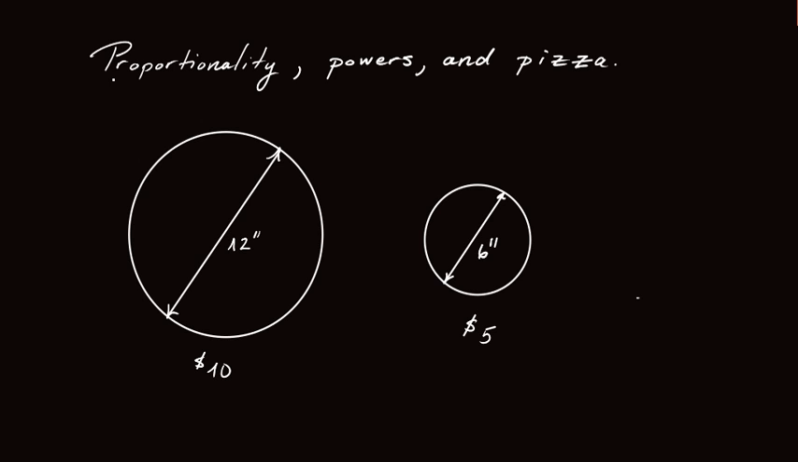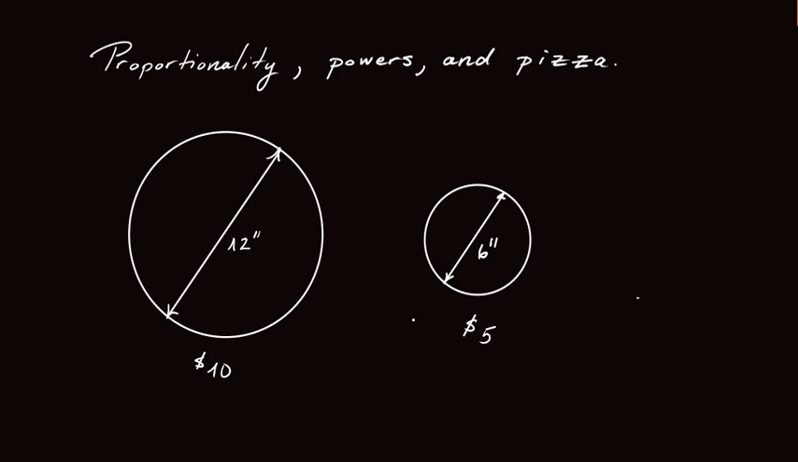Hi, in this video I want to talk about proportionality, powers, and pizza. Oh, okay, pizza. Everyone loves pizza. So you have a deal that's given to you by your local pizzeria. The deal is for a 12-inch pizza, $10. But then you discover their 6-inch pizza is only $5. So why not just get two 6-inch pizzas? Isn't 12 inches twice 6 inches?